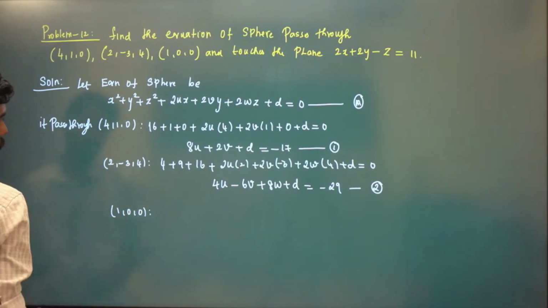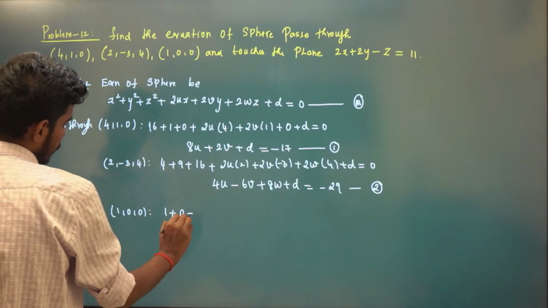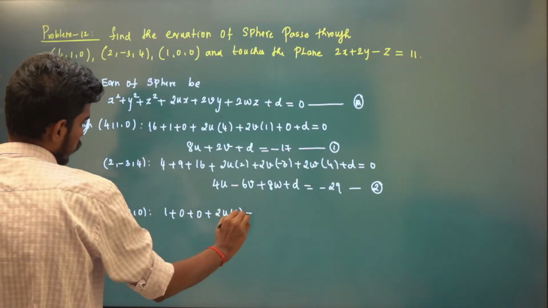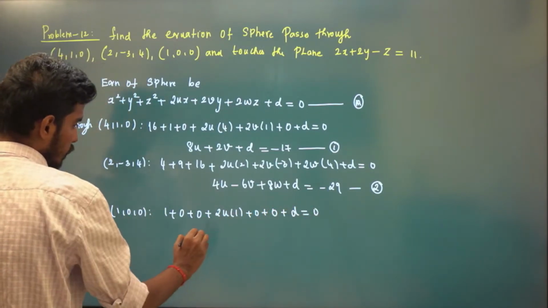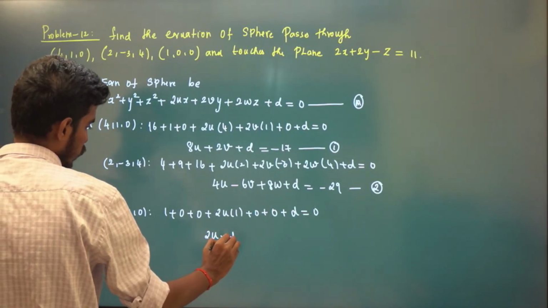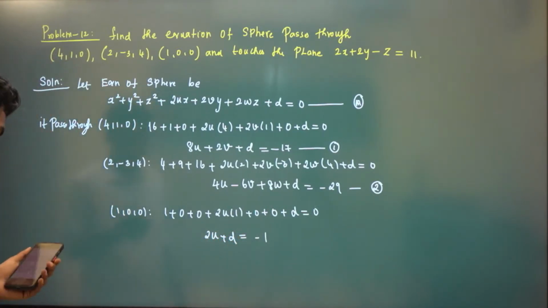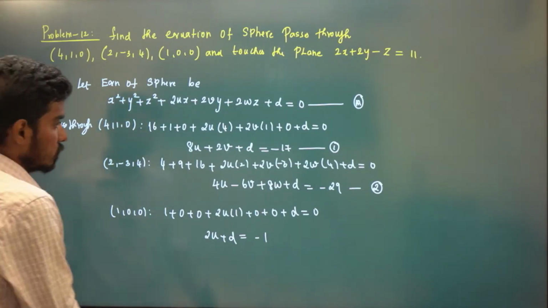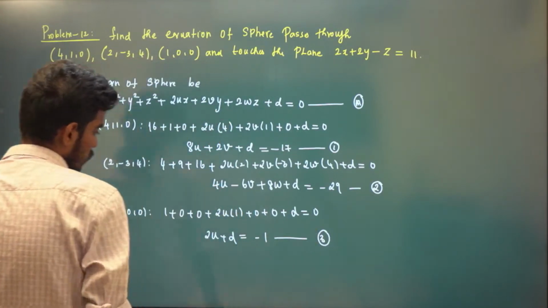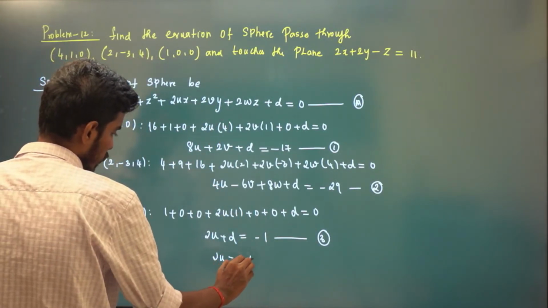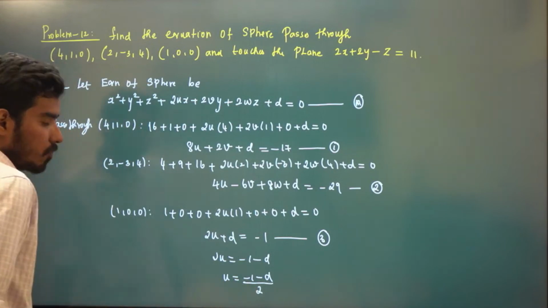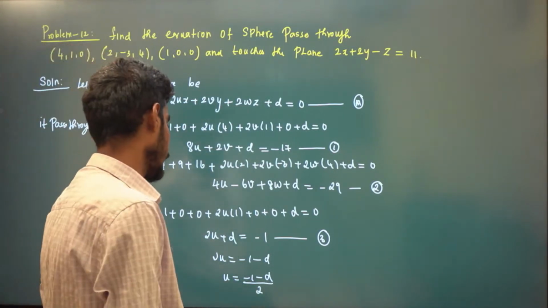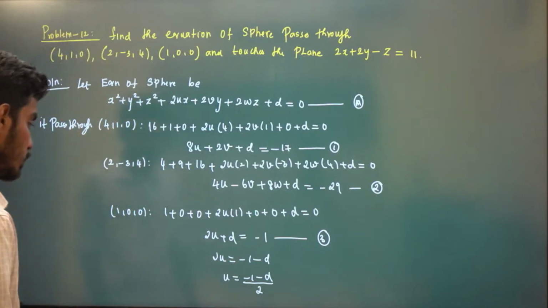Now again it passes through 1, 0, 0. So we will have 1 plus 0 plus 0, 2u into 1, the others are 0, plus d equal to 0. So you will have 2u plus d equal to minus 1. Call this number 3. From this I can write 2u is equal to minus 1 minus d, so u is minus 1 minus d divided by 2. Right. Let us keep this as it is.